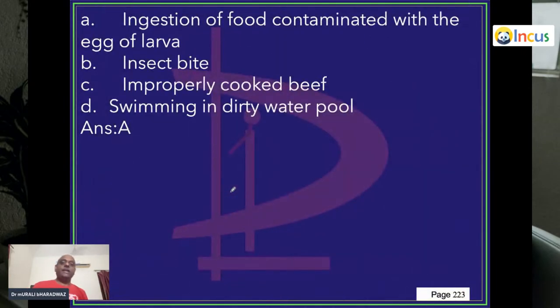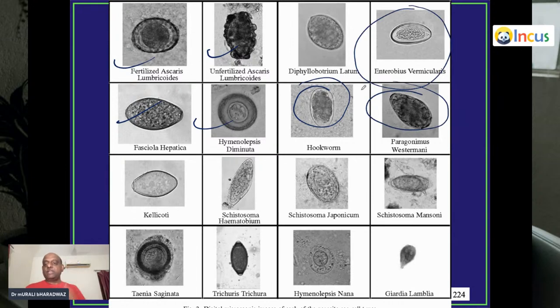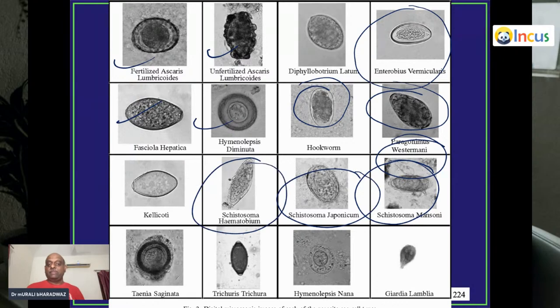It is the food contaminated with the egg or larvae. So you should know how to recognize Ascaris lumbricoides, unfertilized Ascaris lumbricoides, Fasciola hepatica, Hymenolepis diminuta, hookworm, Paragonimus westermani, Enterobius vermicularis, Schistosoma mansoni, japonicum, haematobium, which has a lateral spine and which has a terminal spine.